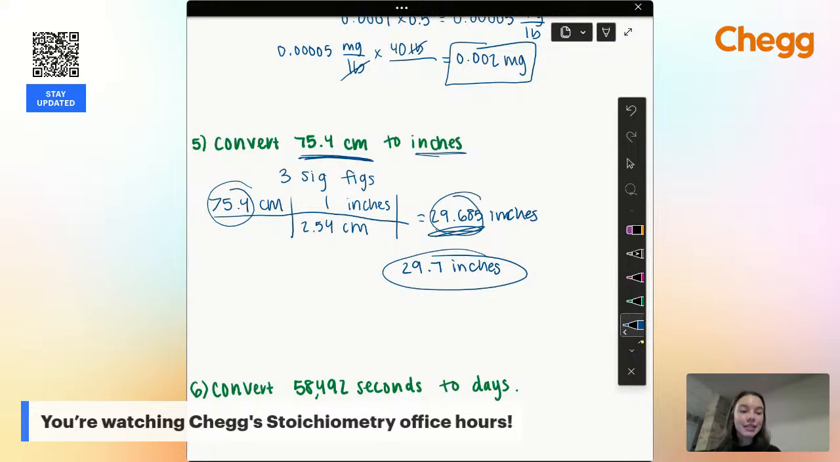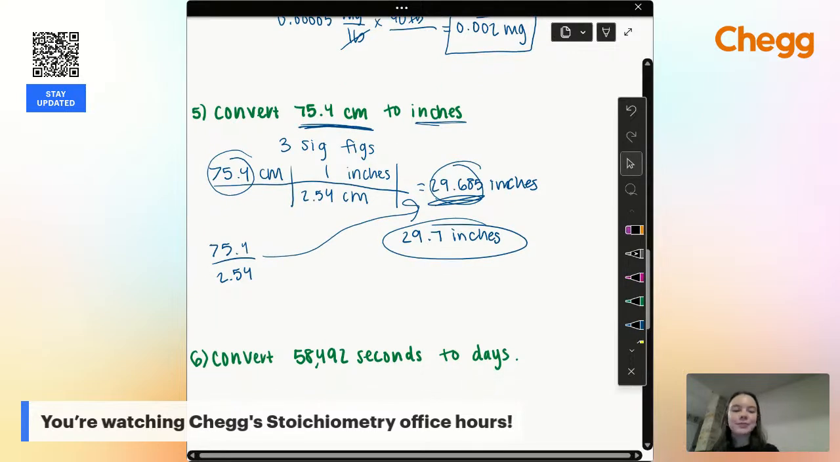29.7 inches is our final answer. If you're wondering how I got to that 29.685, I did 75.4 divided by 2.54, and that gave me this number because we multiply the top and we divide the bottom. So we divide the top by the bottom. 29.7 is correct. Good job from TikTok.